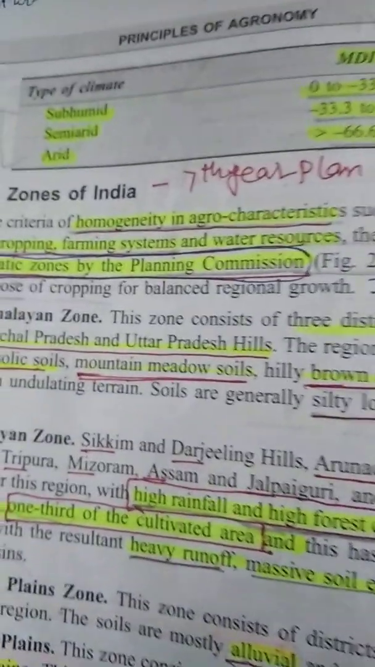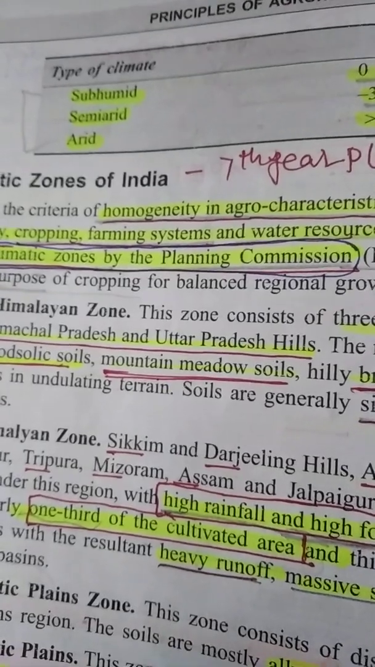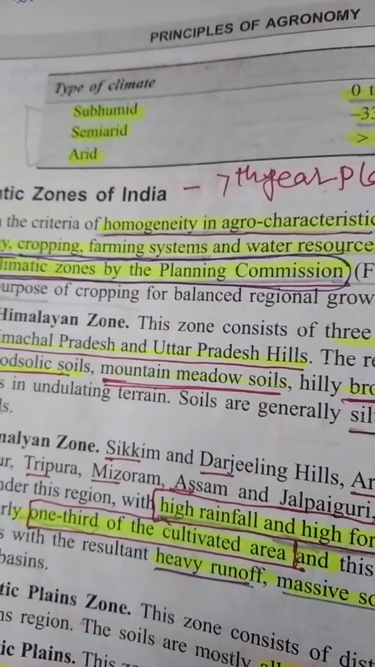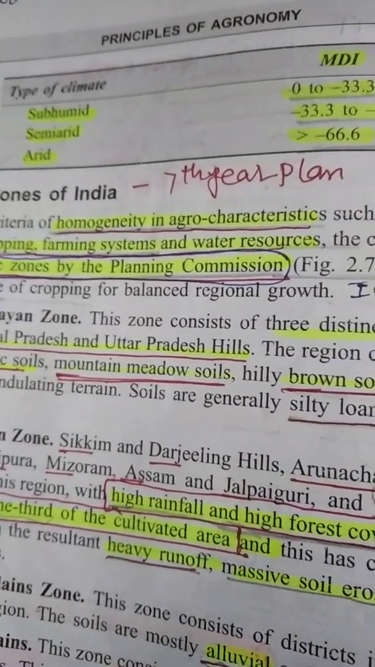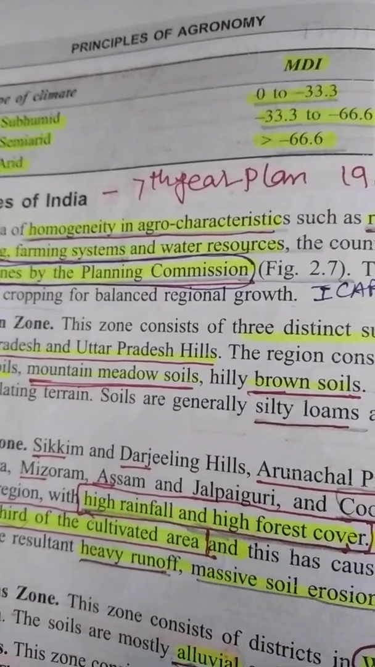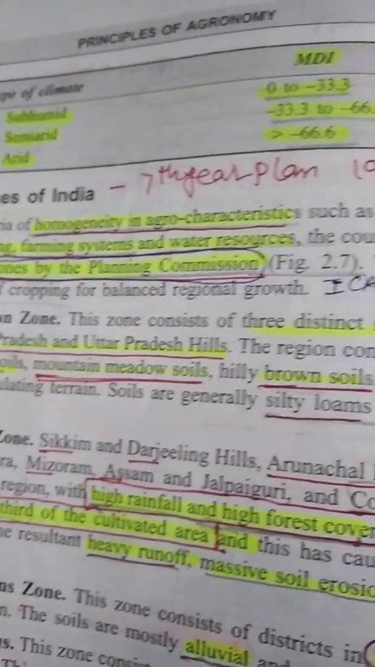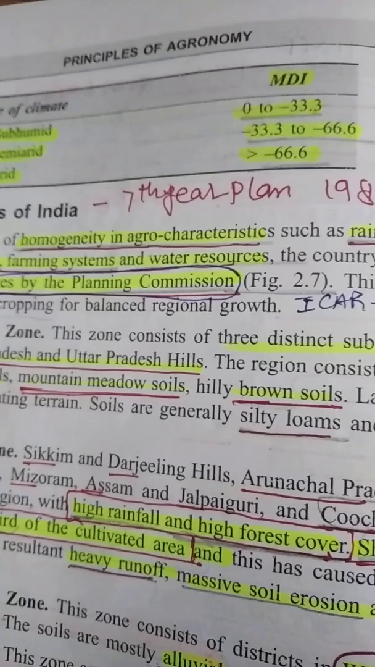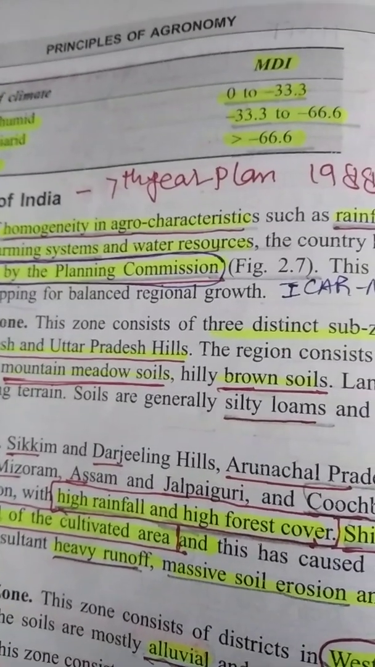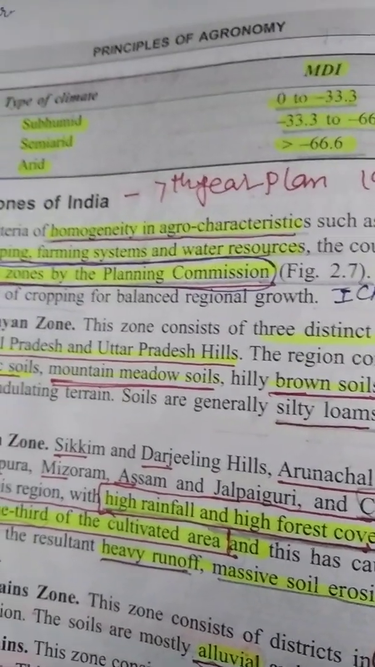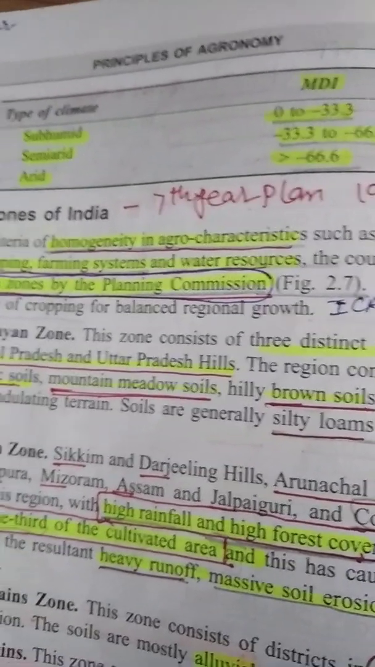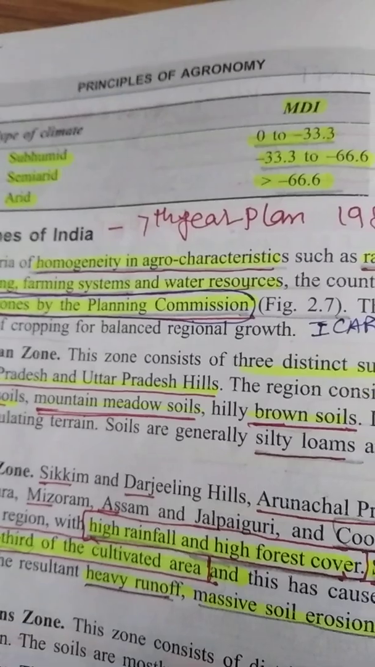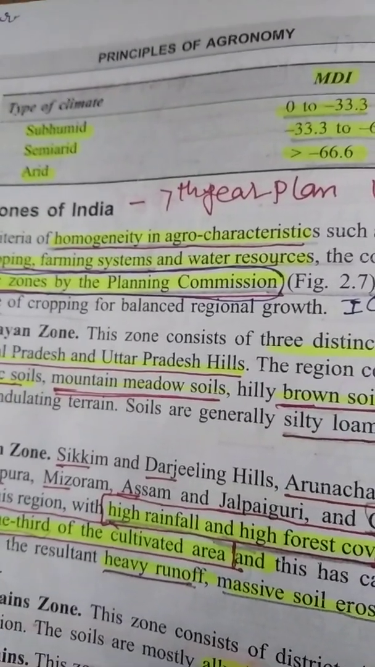So students, according to the moisture deficit index classification used by AICRP on dryland agriculture, there are three types of climate: subhumid, semi-arid, arid. Subhumid climate is 0 to minus 33.3, semi-arid is minus 33.3 to minus 66.6, and arid is below minus 66.6. If the value of moisture deficit index is beyond minus 66.6, then the climate is arid. If it is minus 33.3 to minus 66.6, it is semi-arid. And if it is 0 to minus 33.3, it is subhumid. Please students remember these terms.